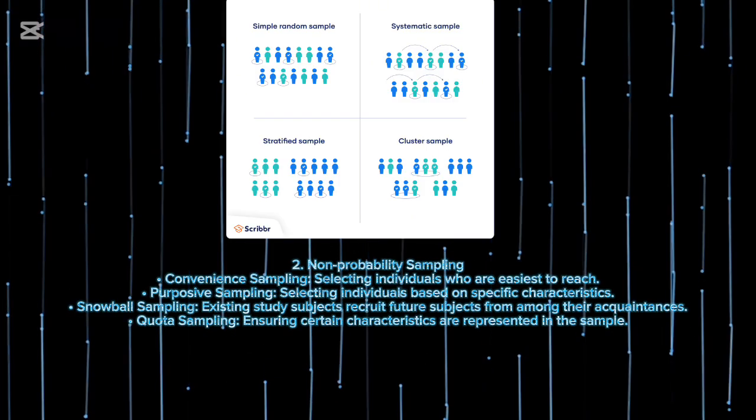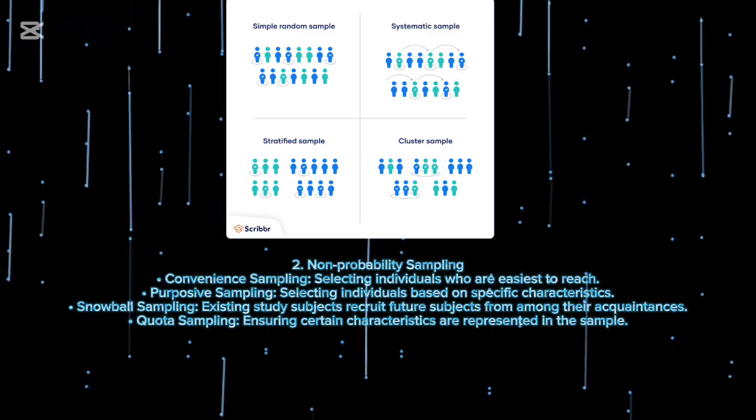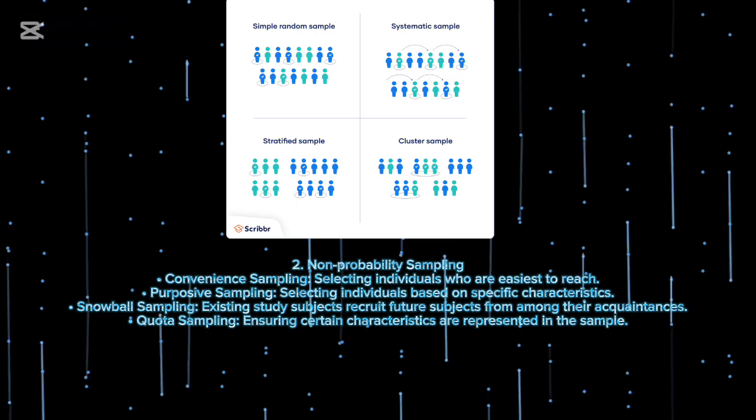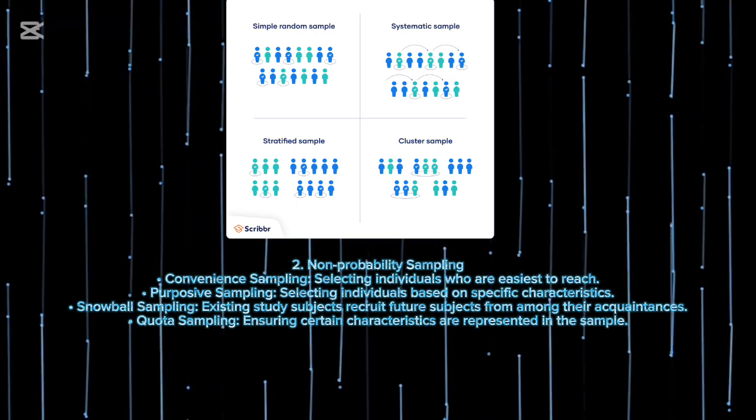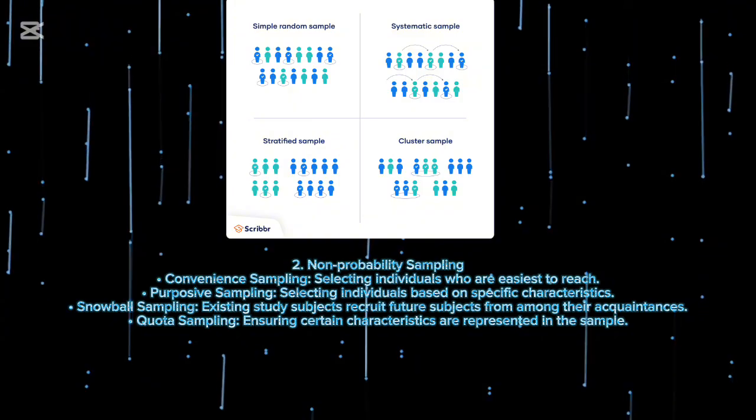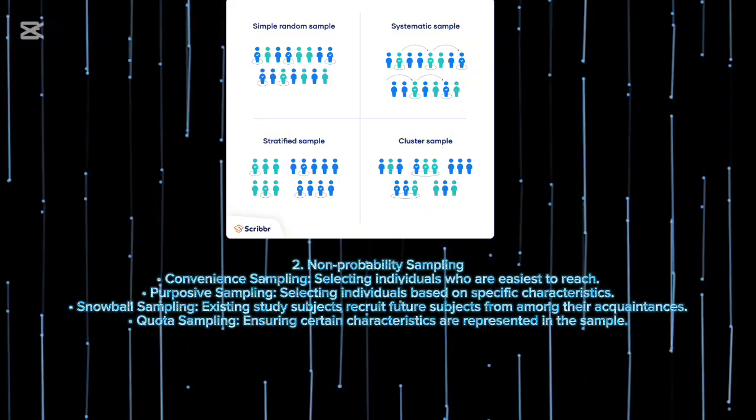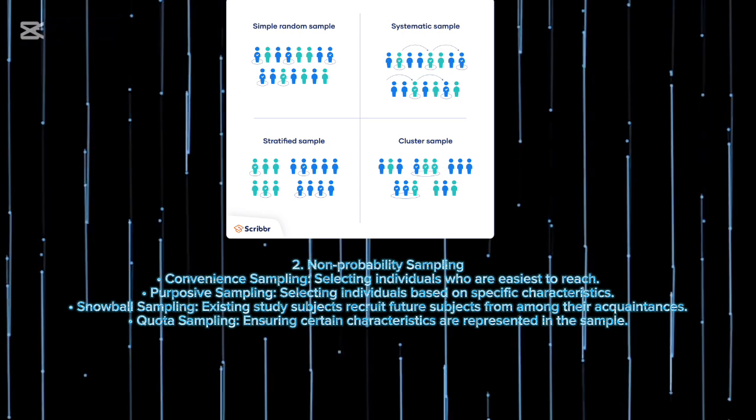2. Non-probability sampling. Convenience sampling: selecting individuals who are easiest to reach. Purposive sampling: selecting individuals based on specific characteristics. Snowball sampling: existing study subjects recruit future subjects from among their acquaintances. Quota sampling: ensuring certain characteristics are represented in the sample.